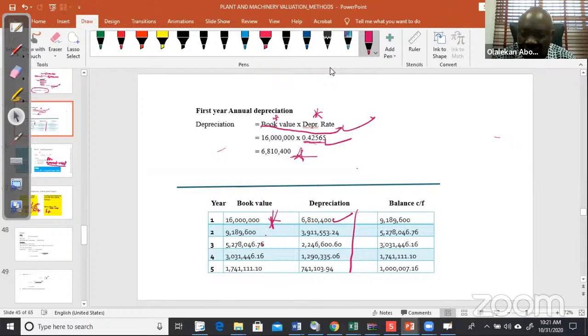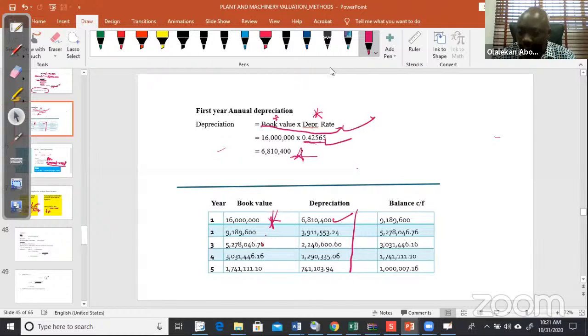Can you quickly do it and check it out? Just do it. If your figure is wrong, chat me up so I will know where it is wrong. But if it is right, don't chat. Okay? So if you get it, don't forget that reducing balance charges rate on book value. Book value means after removing accumulated depreciation.